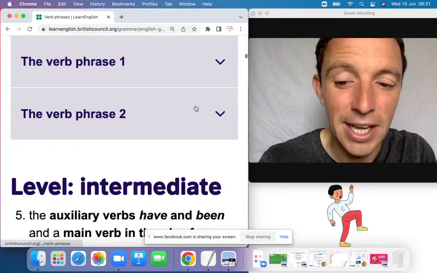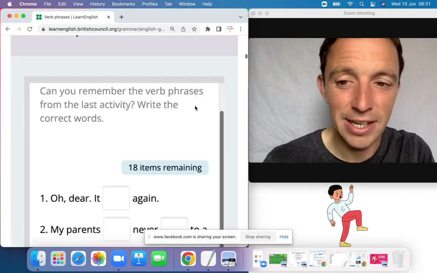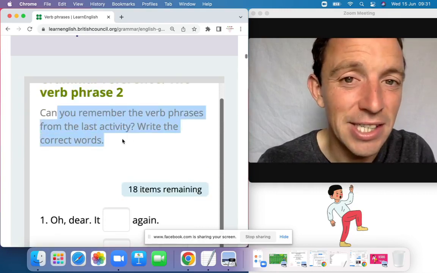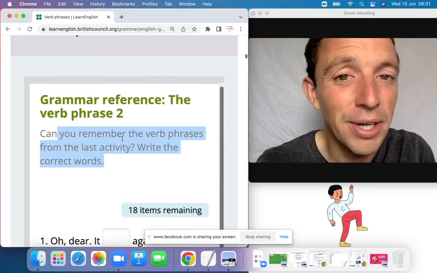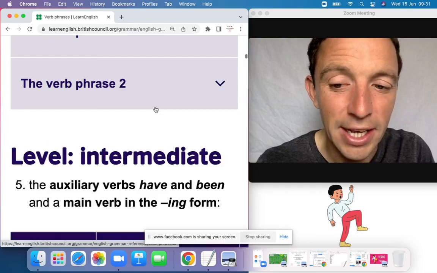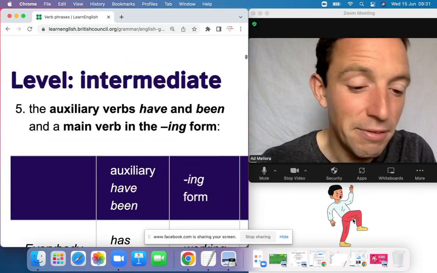We can close this. The second exercise is just remembering the last activity. This exercise is only revision for the previous exercise, so we do not do this today. Next, we move to level intermediate.